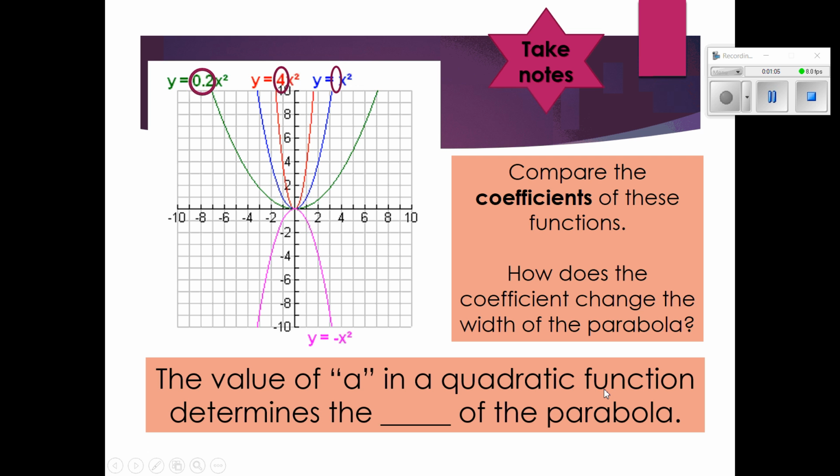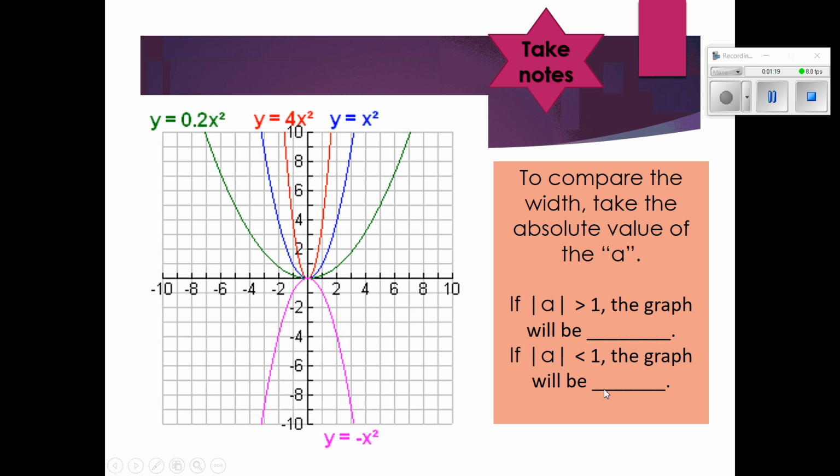So how does the coefficient change the width of the parabola? The value of the a, that means the number or the coefficient in front of the x squared, determines the width of the parabola. And if you look at this, it says here, if the absolute value of a number is greater than 1, that is right here with the number 4, the graph will be narrower. So the larger the number, the narrower the width.